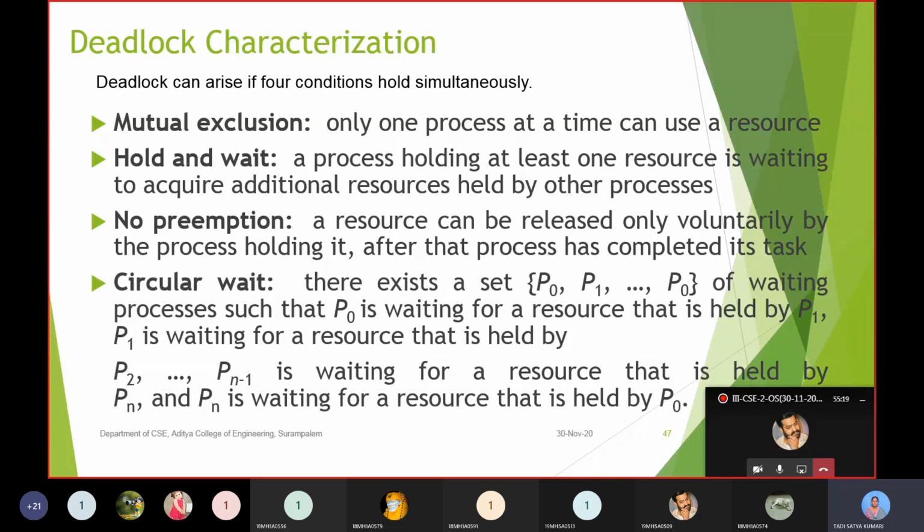So when you provide any solution to deadlock, we have to ensure that at least one of these conditions is not met, so that we can avoid the deadlock. That we will discuss in the next part. So these are the four important characteristics, or conditions, that should be met simultaneously for the occurrence of deadlock. Is everyone clear on these four conditions? Please respond.